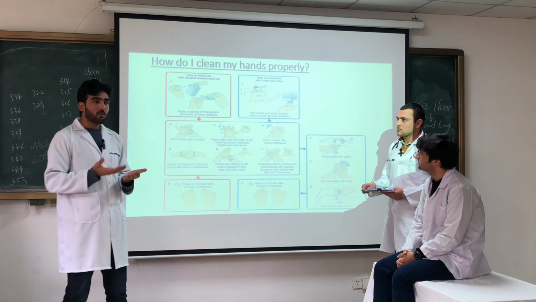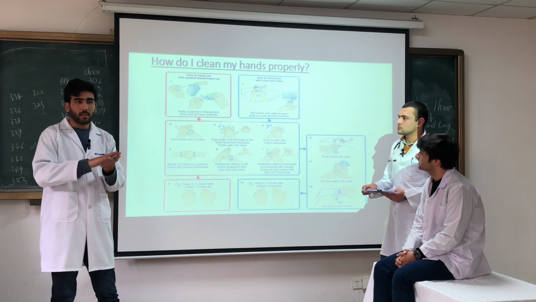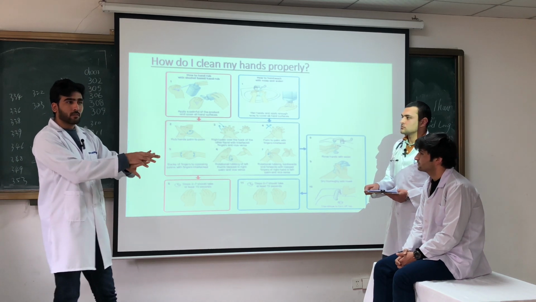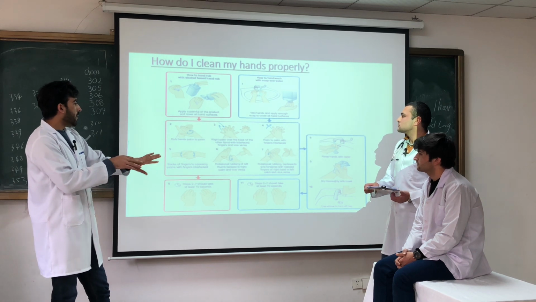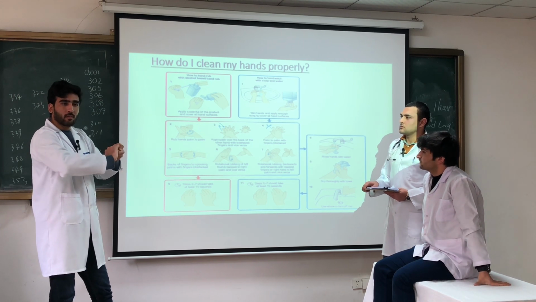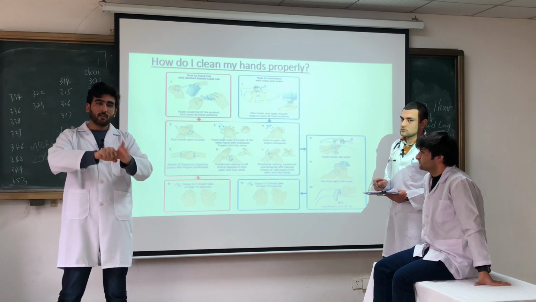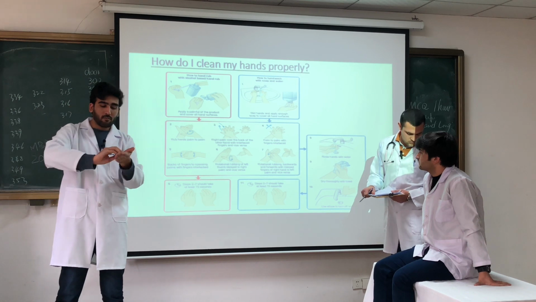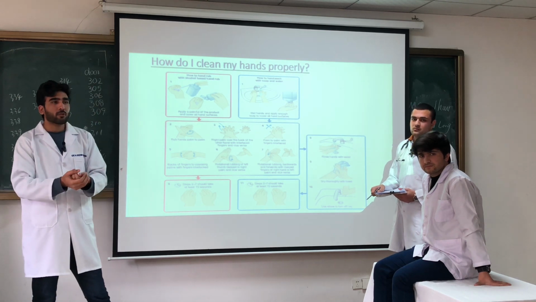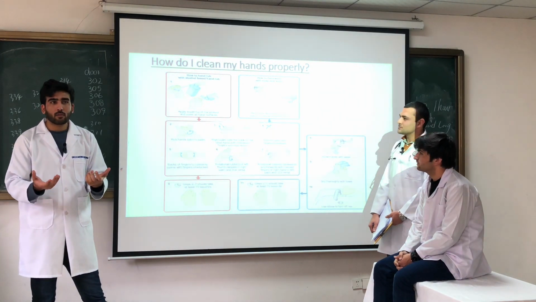First of all, we have to take liquid soap, and rub like this. Then after rubbing, we have to move our hands, with fingers interlocked. Then after this, we do like this. This is the seventh step: the tips of the fingers, you rub on your palm. Then wash your hands under water, and then dry them with a clean, sterilized towel.